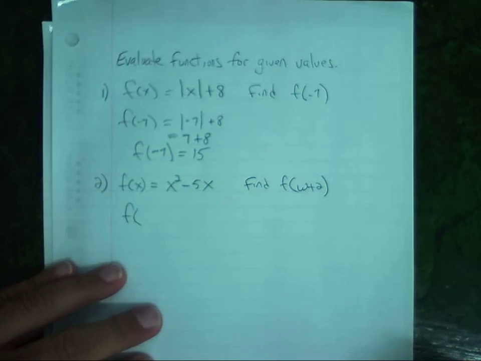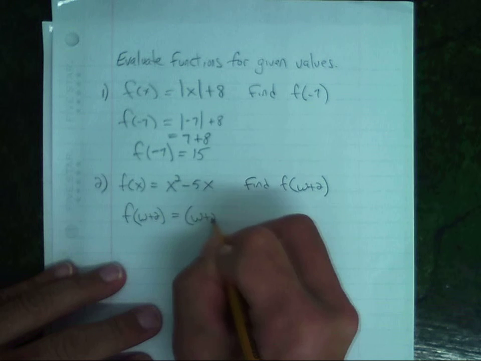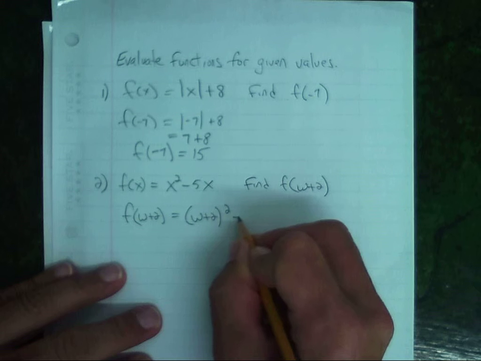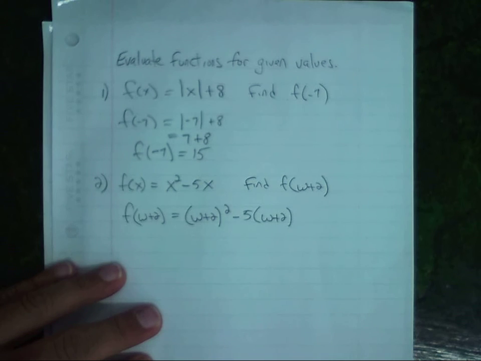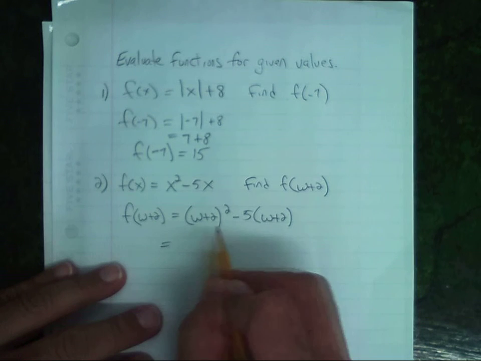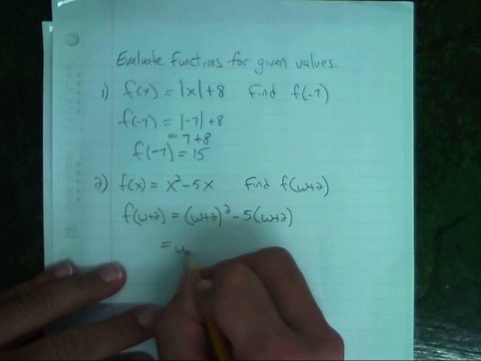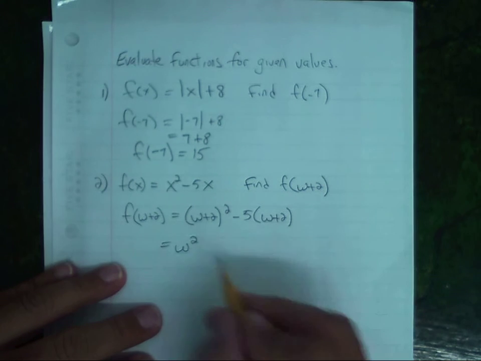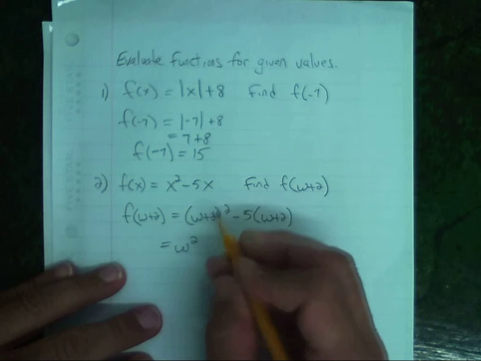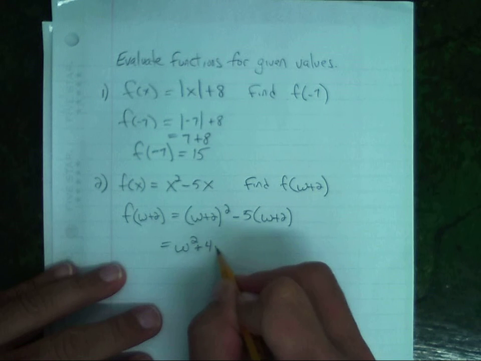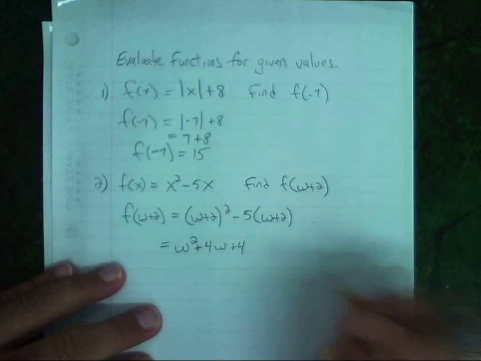So f of w plus 2 would equal w plus 2 squared minus 5 times w plus 2. You need to remember the pattern for squaring a binomial. That is where we square the first term, times the terms together and times by 2. W times 2 is 2w. Multiply it by 2, we get 4w. And finally squaring the last term, which is 4.